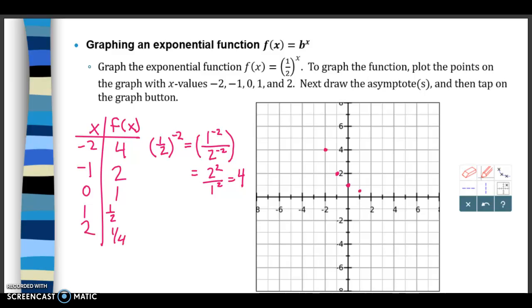So I can see the further I get with my x values, I'm going to keep going down towards 0, but I'm never going to get to 0. Remember what those are called? They're called asymptotes. So I have an asymptote at y equals 0 for these functions. It's going to approach 0 but never quite get there.